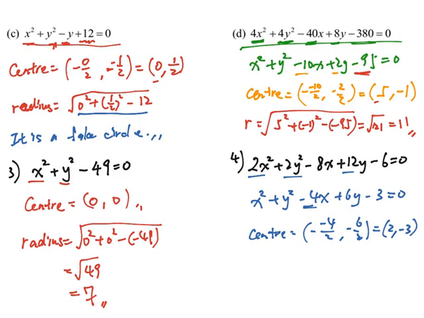Then we can find the radius. So 2 squared, because of this, plus negative 3 squared minus negative 3. So we can get square root 16. So it is 4.